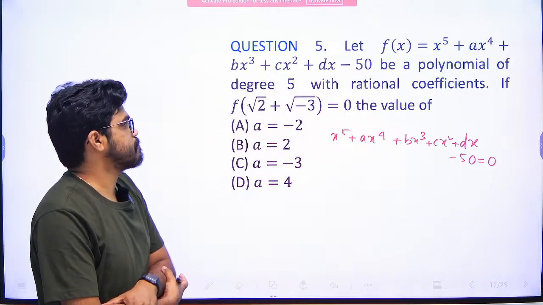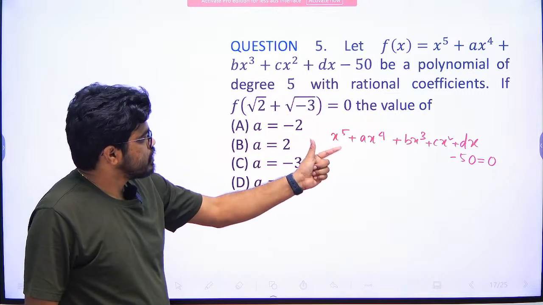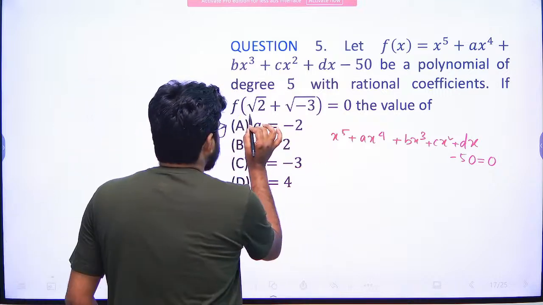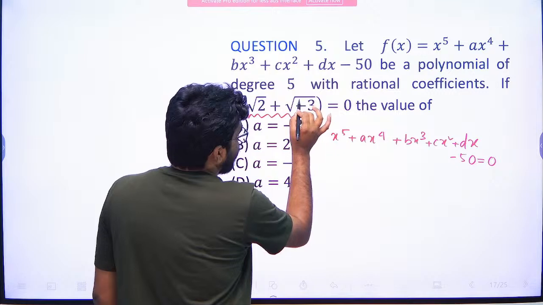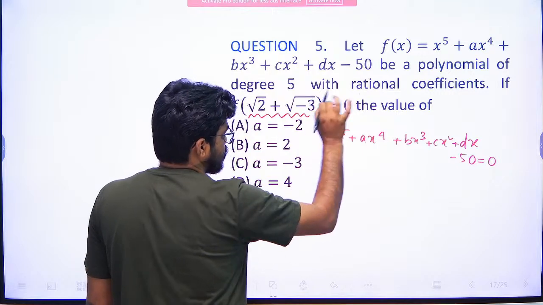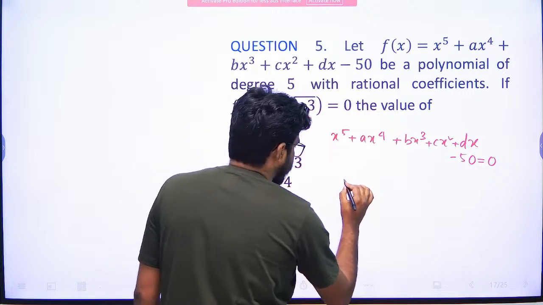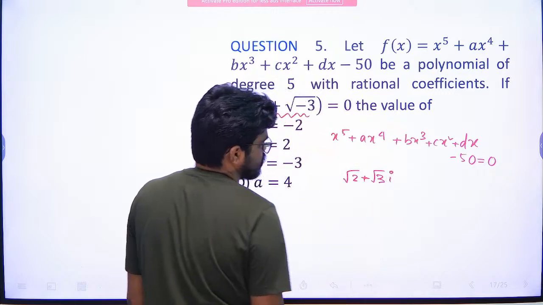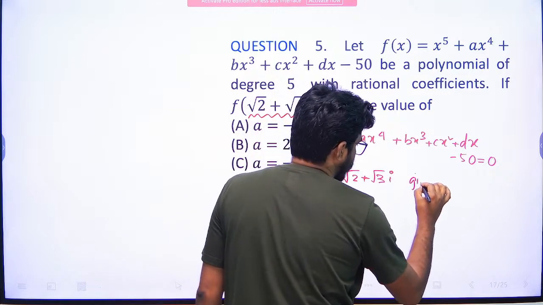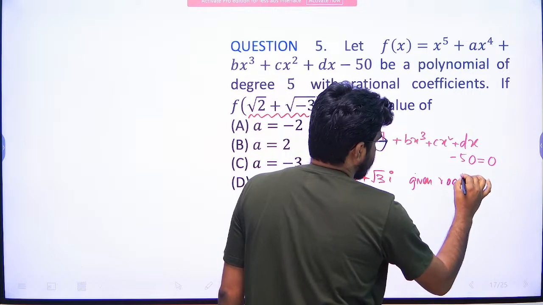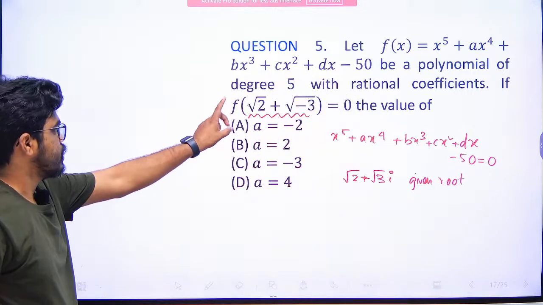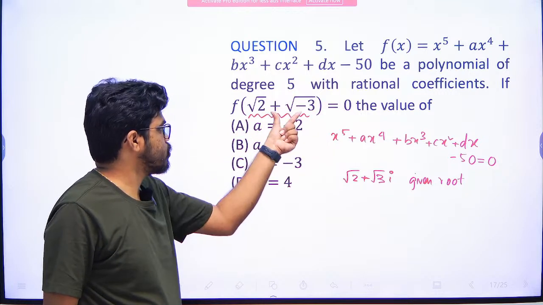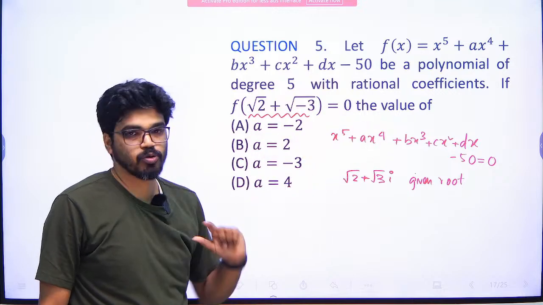It is given that a, b, c, d are rational. Okay, so what also is given is f of root 2 plus root 3i is equal to 0. That means root 2 plus root 3i is a given root. Getting my point? f(x) is equal to 0, that means f of root 2 plus root 3i is 0, so root 2 plus root 3i is a root of this equation.